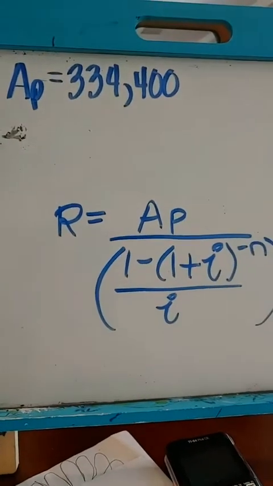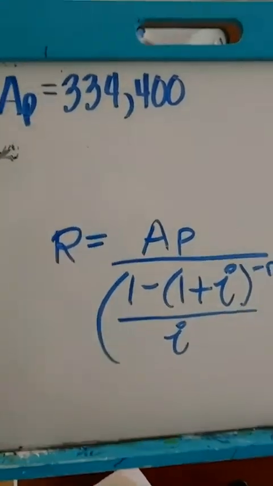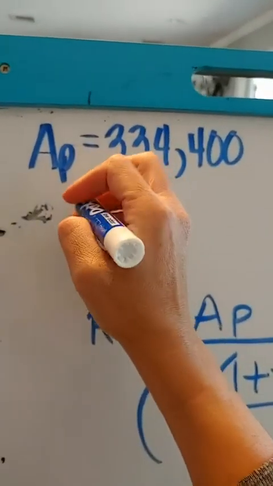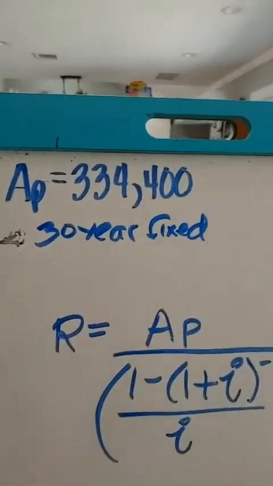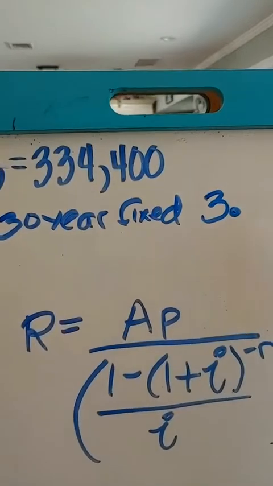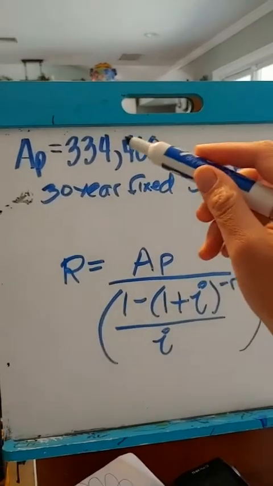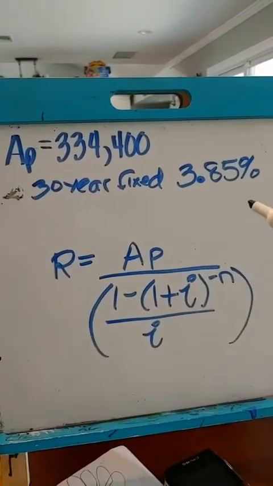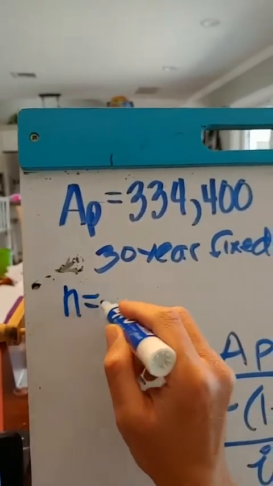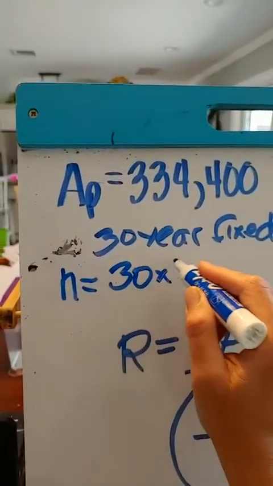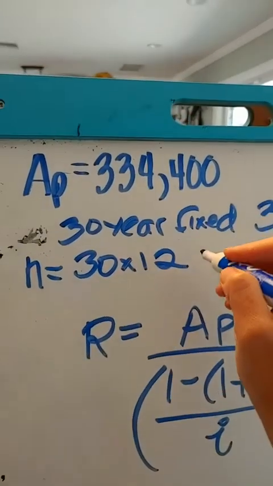All right, so now if you remember your mortgage formula, you had a couple different variables that you had to plug in for. So everybody is going to be taking out a 30-year fixed mortgage. And I found that market rate right now is 3.85% on a 30-year fixed mortgage. So to plug into this formula, I have my A sub P, which is the amount of my loan. I have my I, which is going to be my monthly interest rate, and then I have my N, which is the number of payments. So let's check out N. So my N for this formula is 30 years times 12 payments. So my N for a 30-year mortgage is 360.